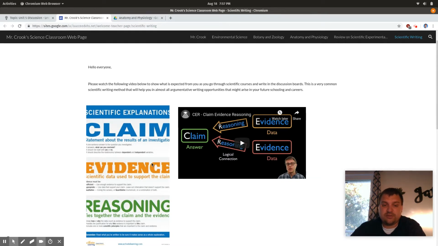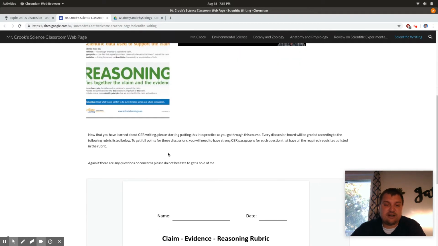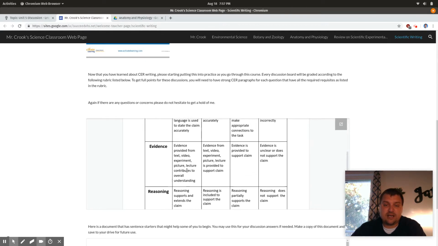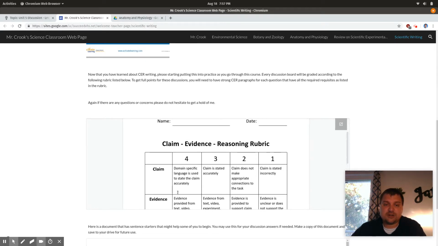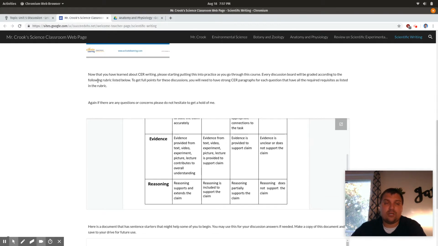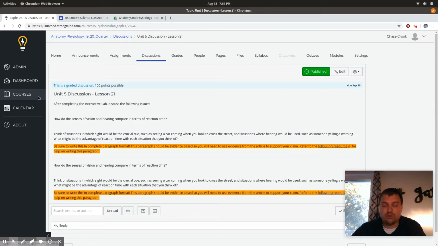You will get docked points if you don't, and reasoning is there as well. This is the rubric that I will be grading you on with these discussions. So make sure that you get a level 4 on each of them, or you will get docked points and you won't get the full 100 points there. And I've made these worth some points in your grade.